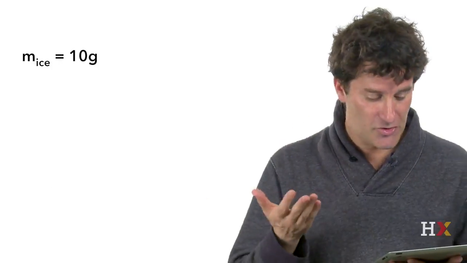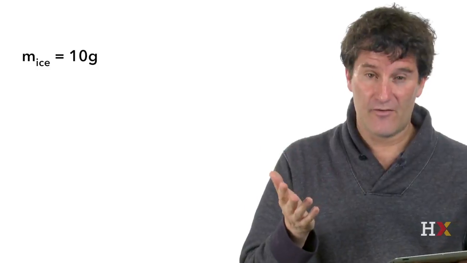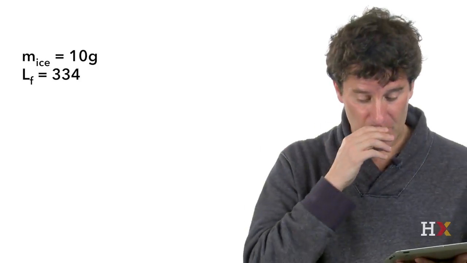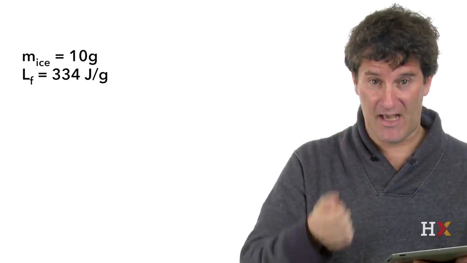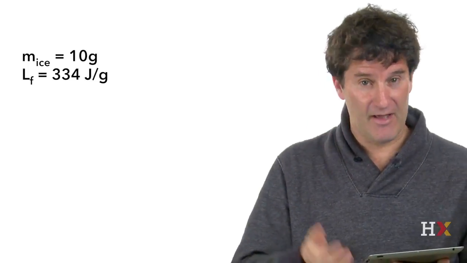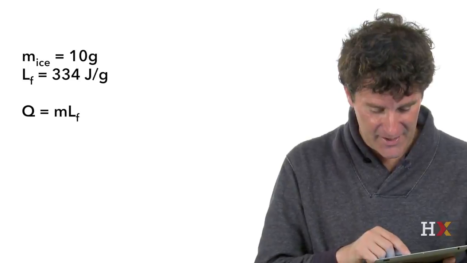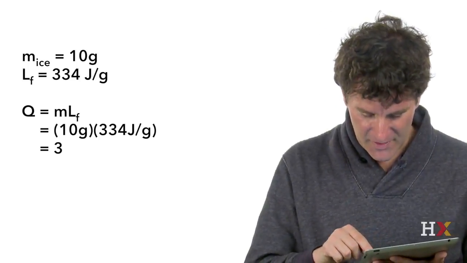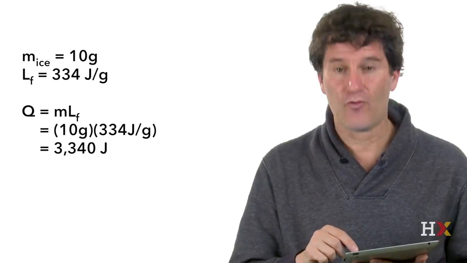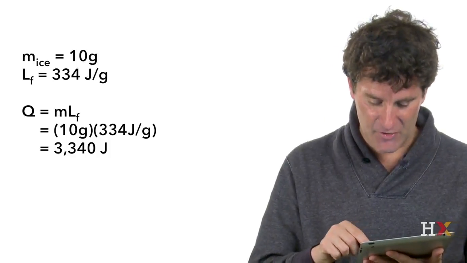And so let's just, for the sake of argument, imagine that in our cup we have 10 grams of ice. So I told you that the latent heat of fusion is 334 joules per gram. So if I want to melt 10 grams of ice, which is the ice that I'm putting into my glass of water, then that requires 10 grams times 334 joules per gram, and that's 3,340 joules. So that's actually how much energy is required.